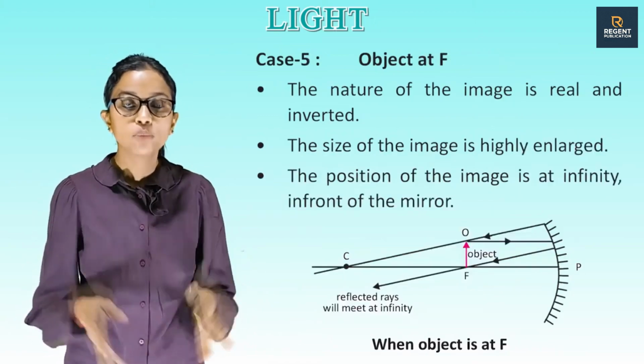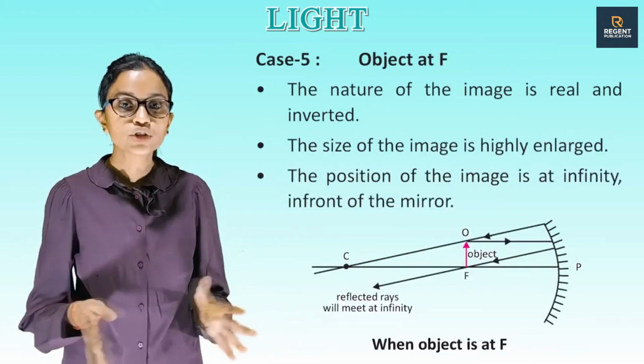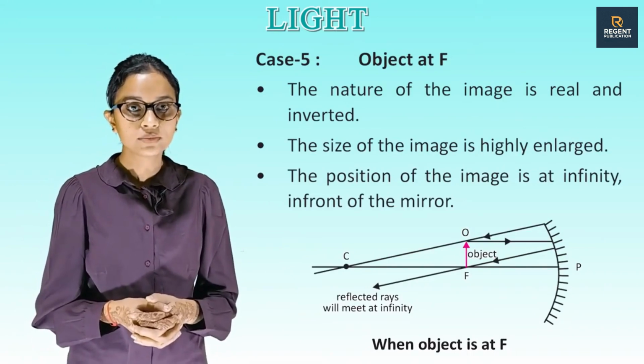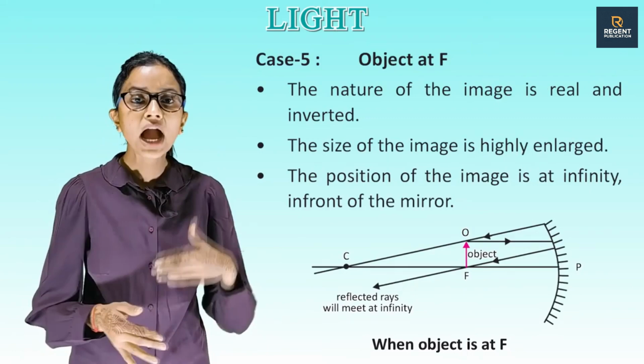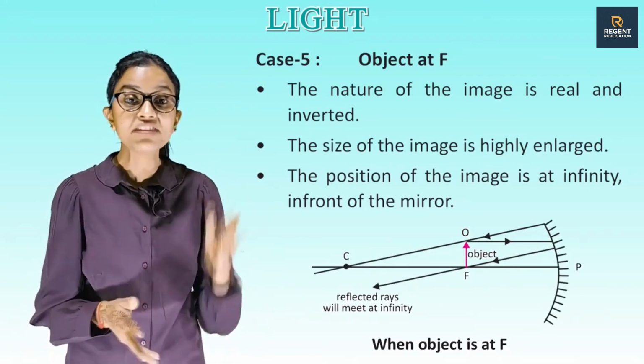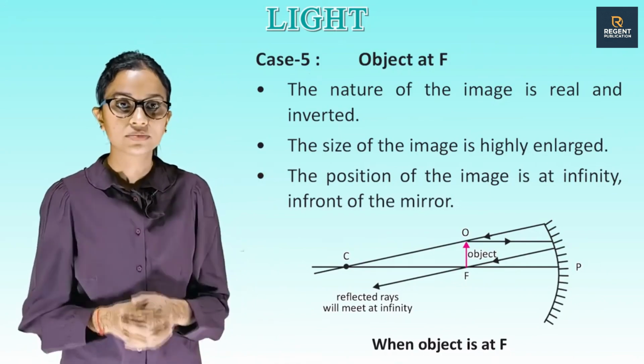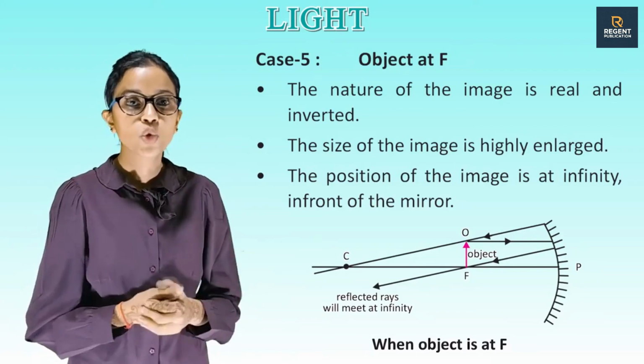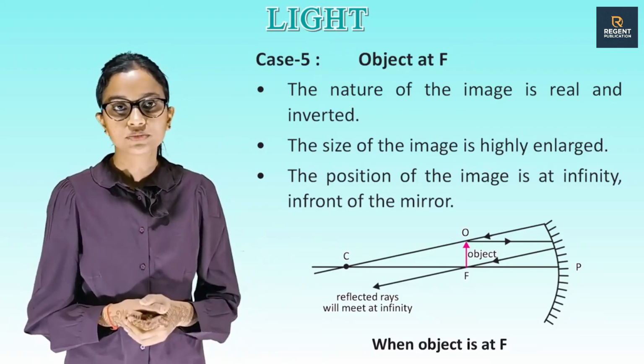Case 5: Object at F. The nature of the image is real and inverted. The size of the image is highly enlarged. The position of the image is at infinity in front of the mirror. And this is the diagram showing when the object is at F.